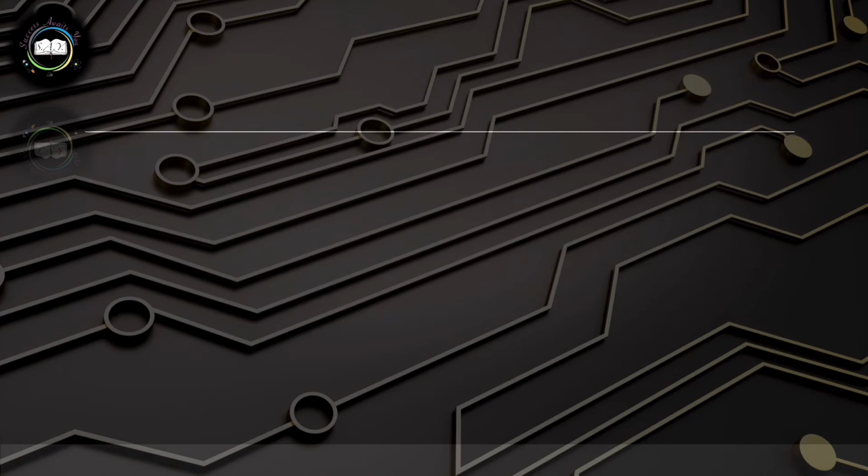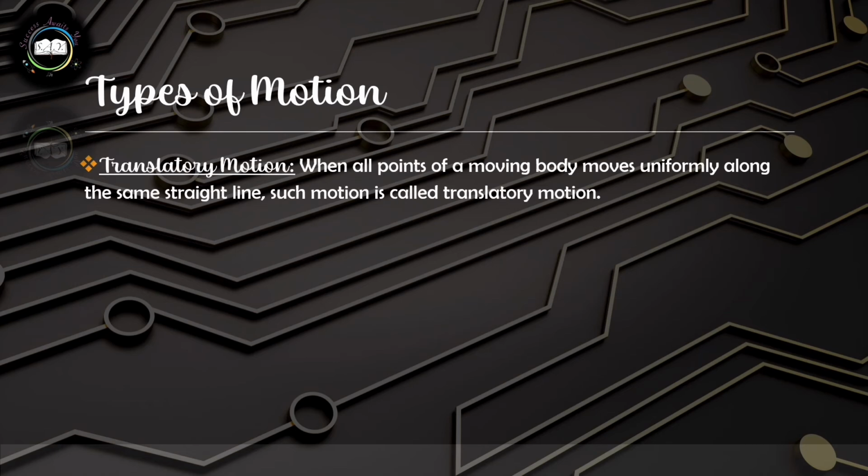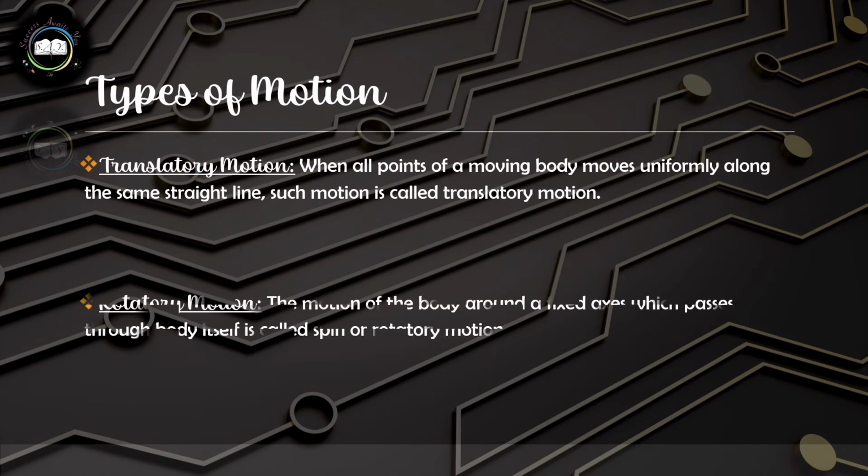Now talking about types of motion. Number 1, translatory motion. Motion in which all points of a moving body move uniformly in the same direction. For example, motion of an arrow from the bow.